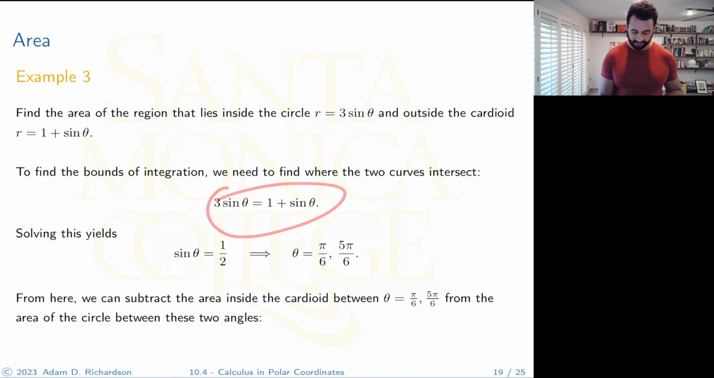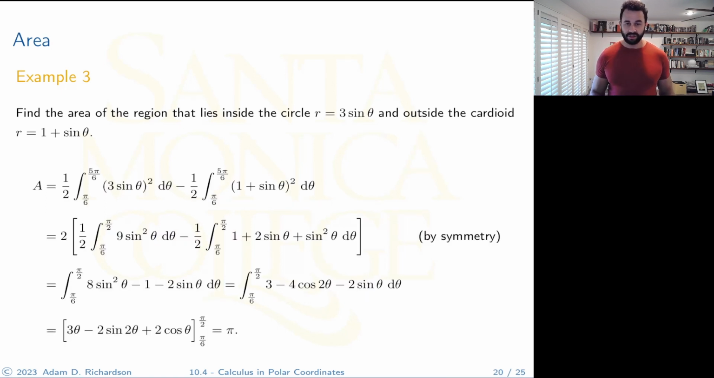When you simplify this, you'll get sine of theta equals 1/2, which means it's got to be those two points right there, or those two angles right there. So those are the bounds of integration. Now we also saw that this is the outer function and this is the inner function. So quite literally what we're going to do is the area of the circle minus the area of the cardioid between those two regions. That's all we're going to do. After that, you've just got a basic integral calculation.